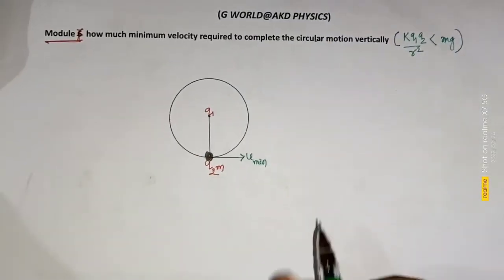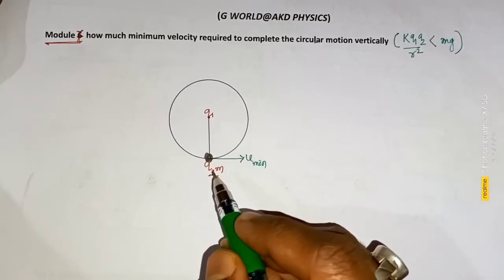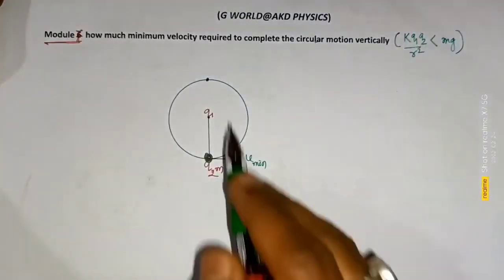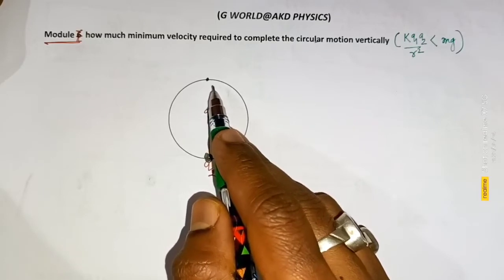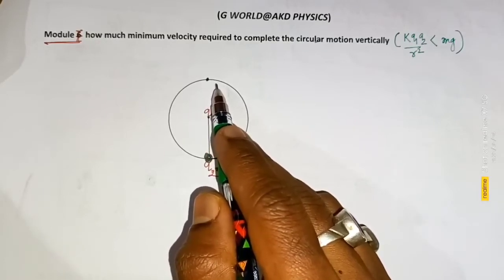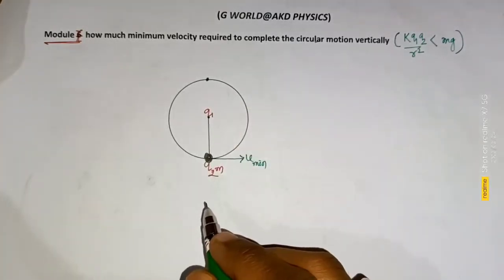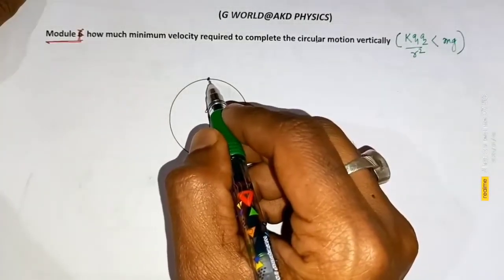If you're trying to solve these questions, we must use a concept. Look at the topmost point. At this topmost point, we use the concept that tension must be minimum, and we make it equal to 0. First, look at what forces exist at this topmost point.